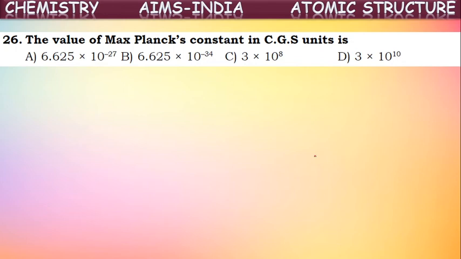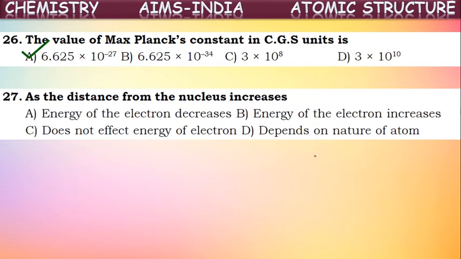6.625 into 10 to the power of minus 27 erg second, or 6.625 into 10 to the power of minus 34 joule second. So these two are the values of Planck's constant. But here they asked in C.G.S units. So in C.G.S units, Planck's constant value will be 6.625 into 10 to the power of minus 27 erg second. Where is it given? Yes, here. It is correct.